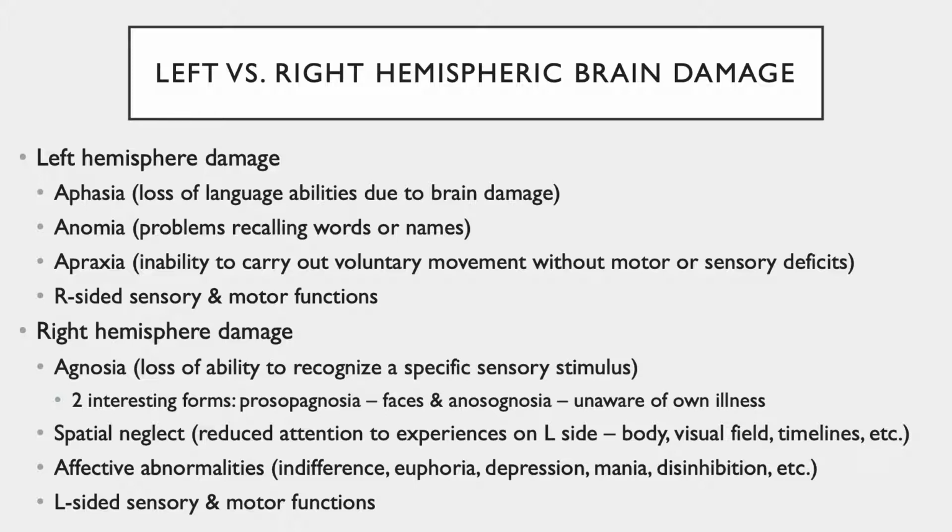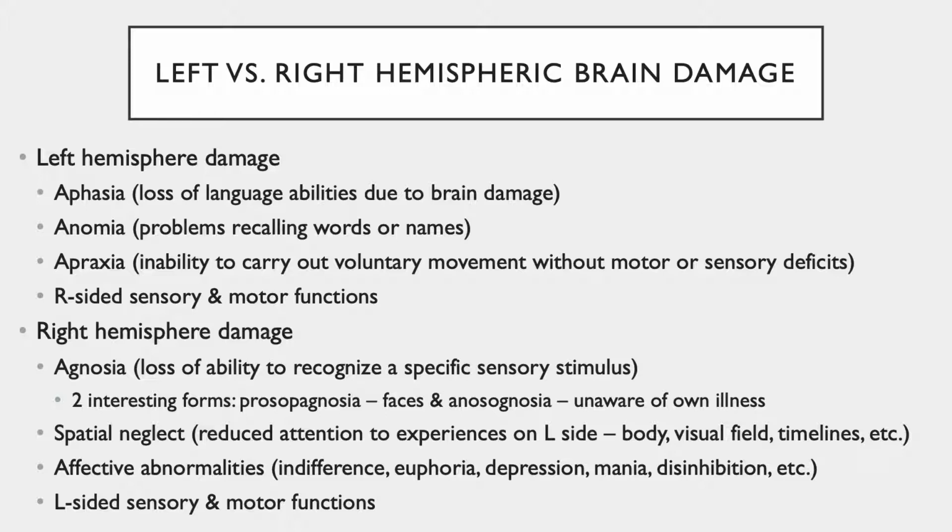In terms of right hemisphere damage, one of the outcomes is a condition known as agnosia. Agnosia is a loss of ability to recognize some form of a specific sensory stimulus. There are many forms of agnosia. Two of the forms of agnosia that I personally think are particularly interesting are prosopagnosia and anosognosia. Prosopagnosia is the inability to recognize somebody by their face, and anosognosia is being completely unaware of one's own illness or deficits.